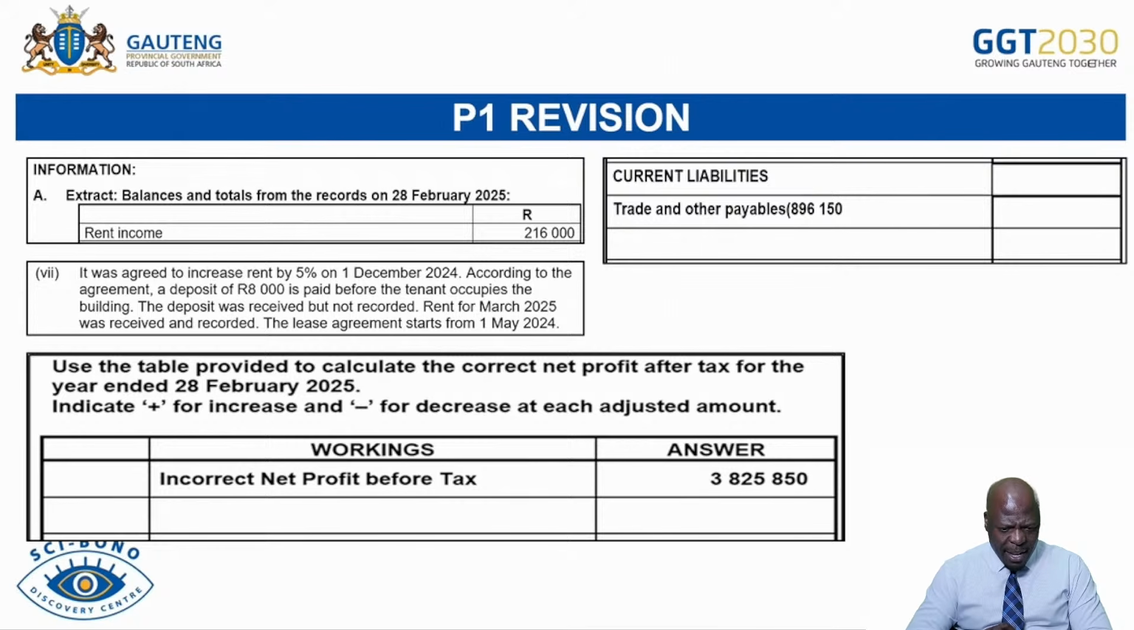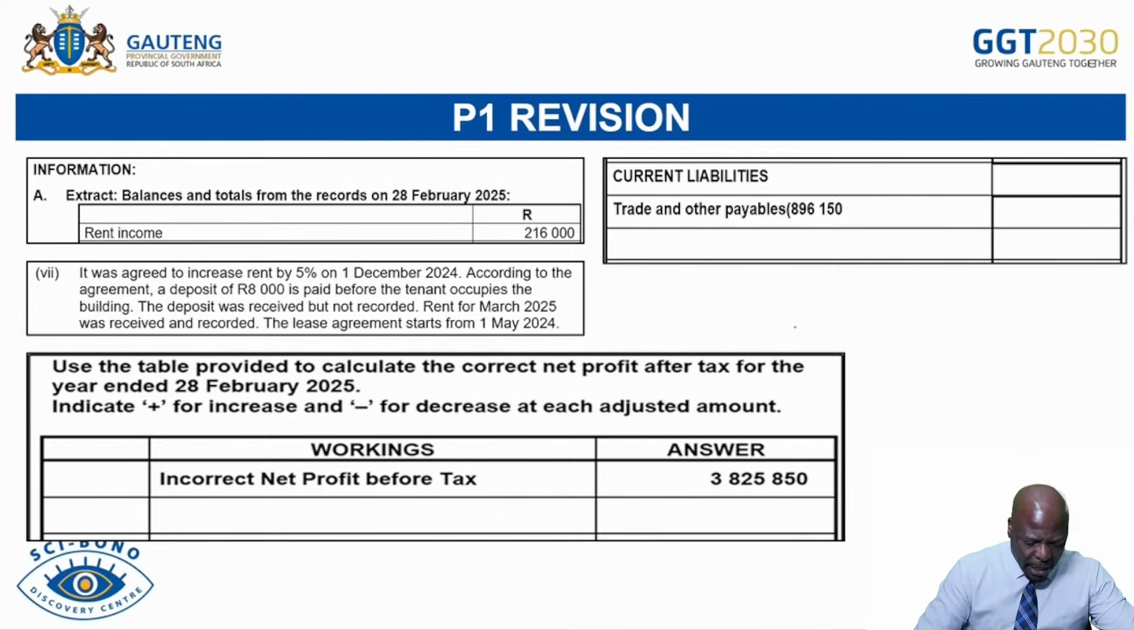According to the agreement, a deposit of 8,000 is paid before the tenant occupies the building. The deposit was received but not recorded. Rent for March 2025 was received and recorded. The lease agreement starts from the 1st of May 2024.